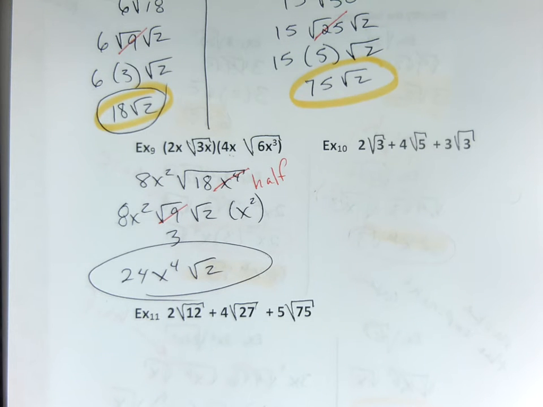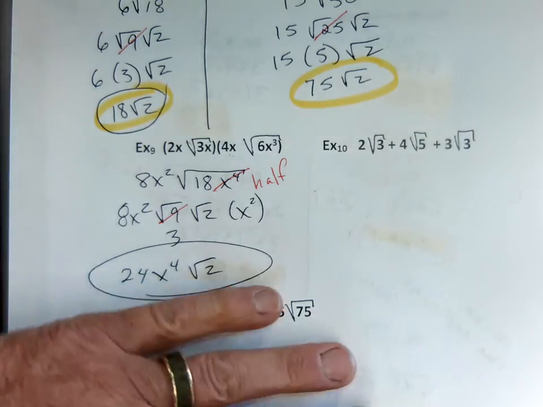Okay, now square roots are like x's and y's. You can only add the ones that are the same. So I'm going to write this up here, but I'm going to add these 2. So I'm going to have 5 square root of 2, okay? I'm just going to add these 2. I'm not going to add this one because it's different. That's all. We're just going to add those 2. So I'm going to write that up there. Only add the same, so add like terms.